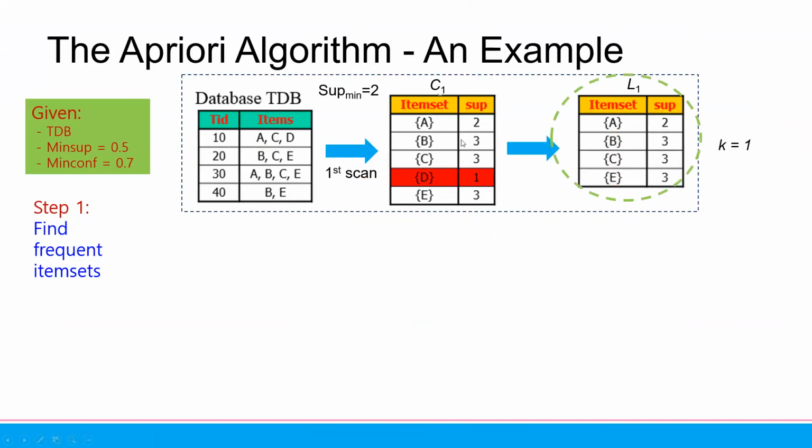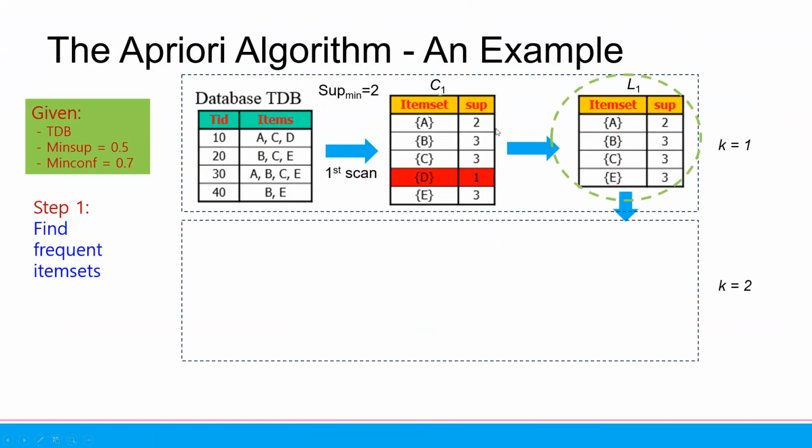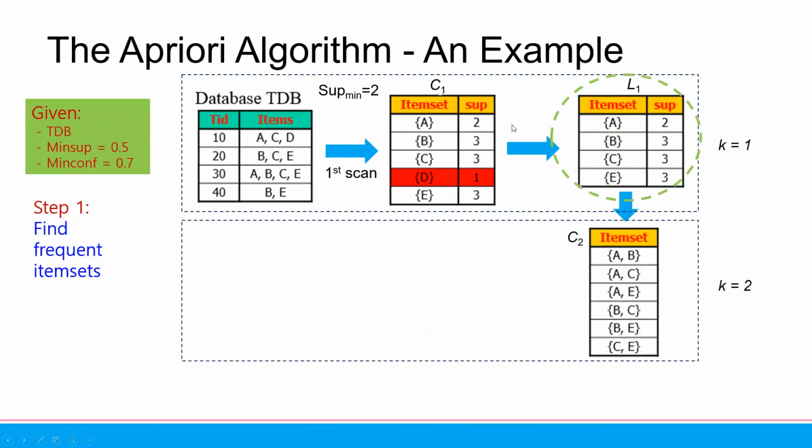Now we will move to k equals 2. When we move to k equals 2, we will select the possibilities. We can combine A and B, A and C, A and E, B and C, B and E, and C and E. So this is k equals 2.